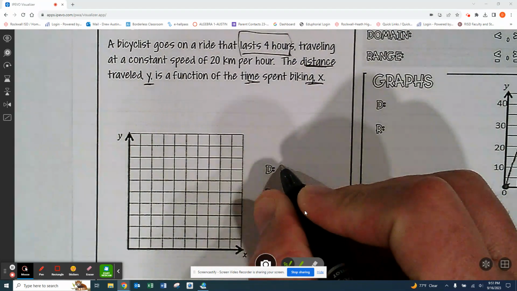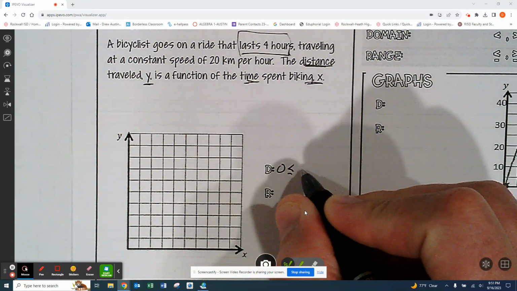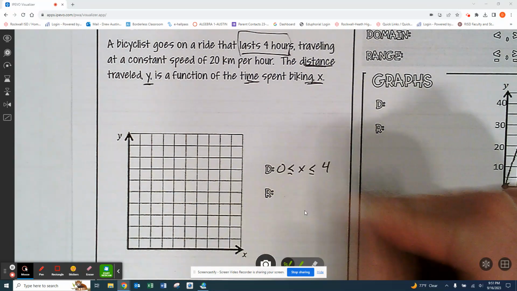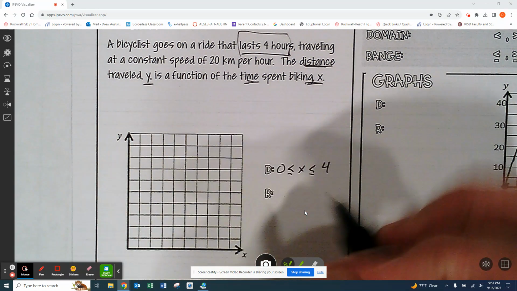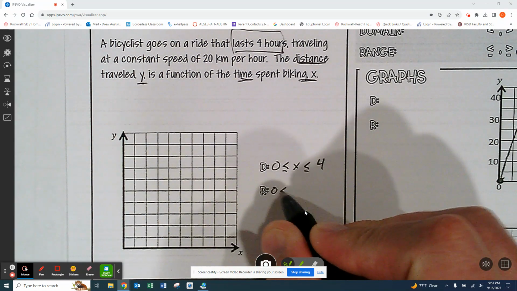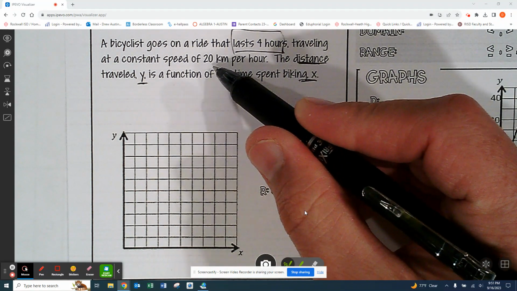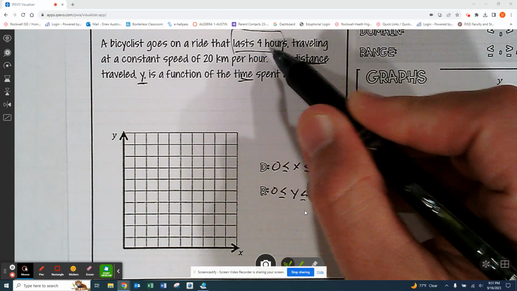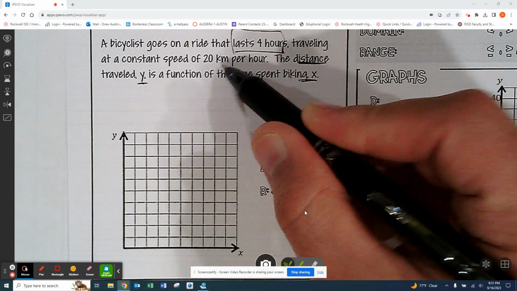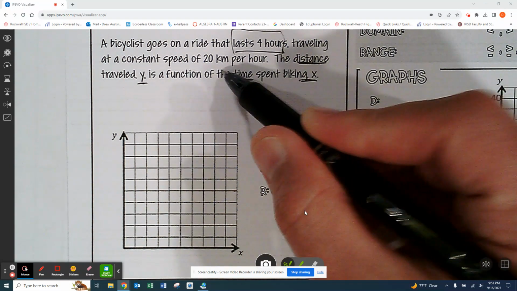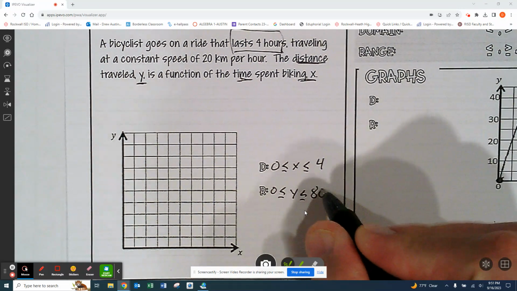So our domain is going to be 0, because you got to start somewhere, is less than equal to x, is less than equal to 4. The distance, again, starts at 0, is less than equal to y, is less than equal to, we have to figure out how far they rode. Well, they rode 20 kilometers per hour. They rode for 4 hours. So we take 4, multiply it by 20, because that's the speed per hour, and they traveled for 4 hours. So that's 80 kilometers.